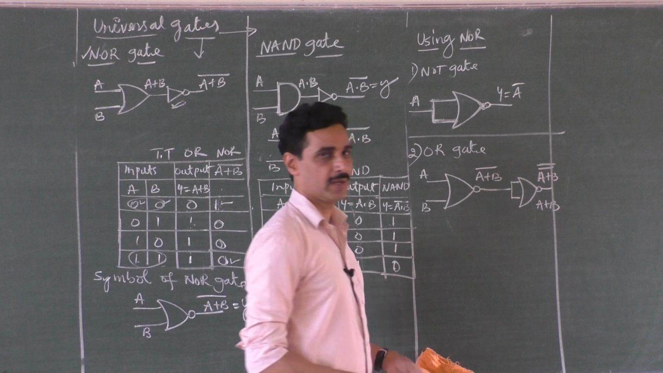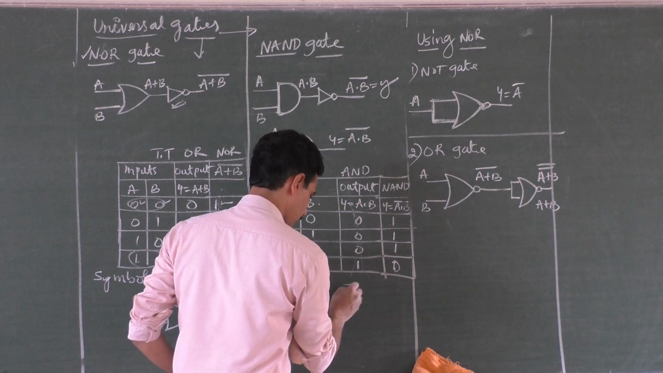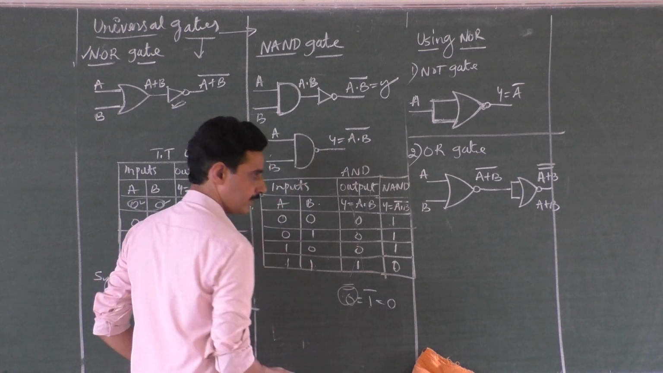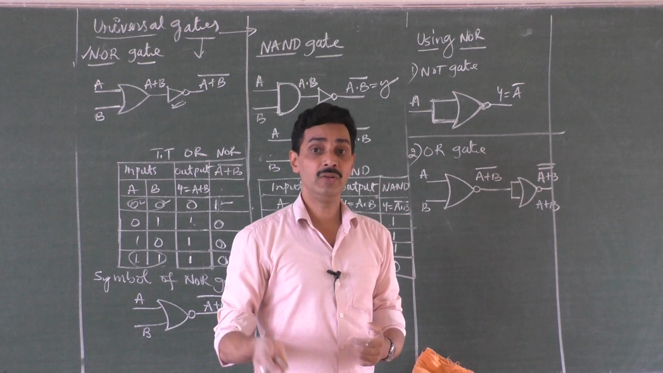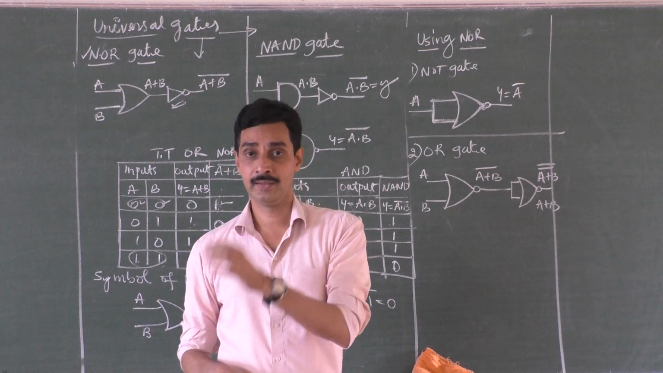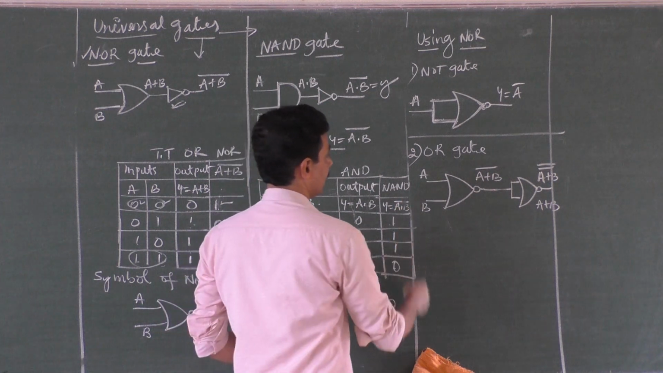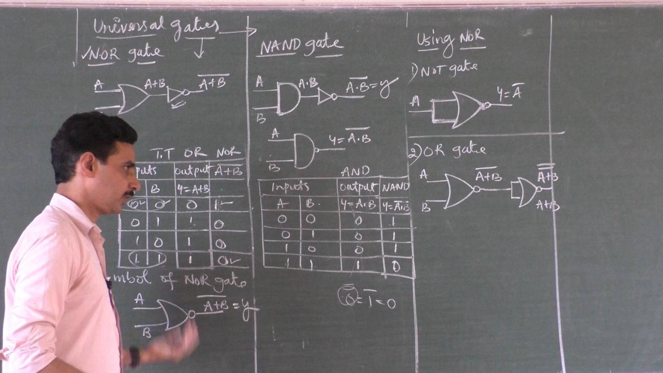What is (A plus B) bar bar? Say 0 bar bar. What is 0 bar bar? 0 bar is 1, and 1 bar is 0. Again the same. So if it is complemented twice, you will get back the same original value. A bar, again bar, A. So (A plus B) bar bar is A plus B. This is how we get an OR gate using NOR gates.